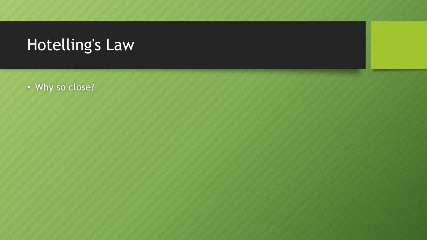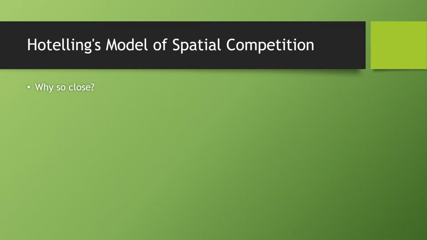Am I right? Hotelling's law, sometimes called Hotelling's model of spatial competition, explores the theory that it is beneficial for competitors to produce very similar products, and it also discusses why it's beneficial for similar companies to be as close together as possible. Think of this in terms of socially optimal solutions and Nash equilibrium.